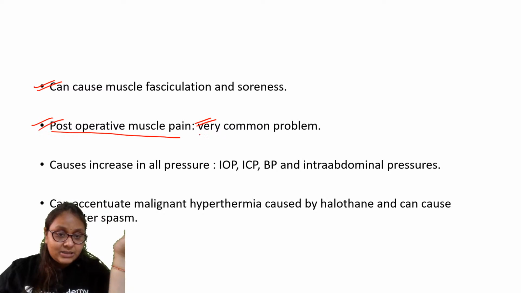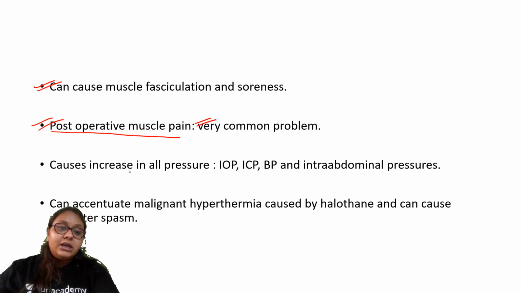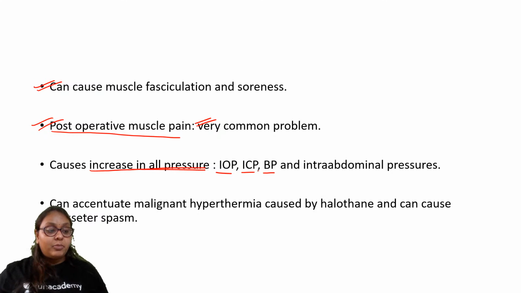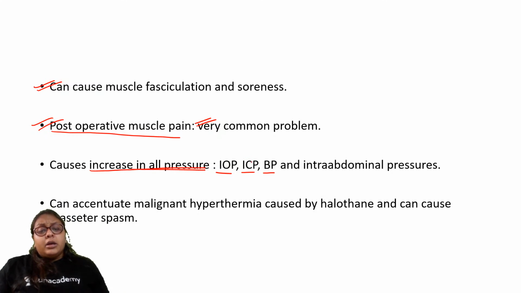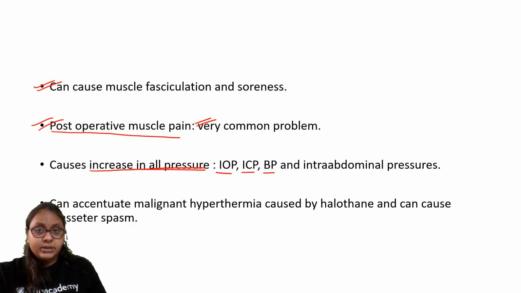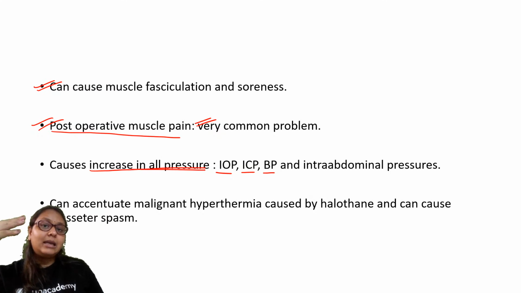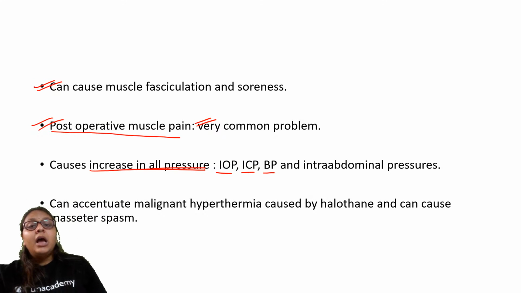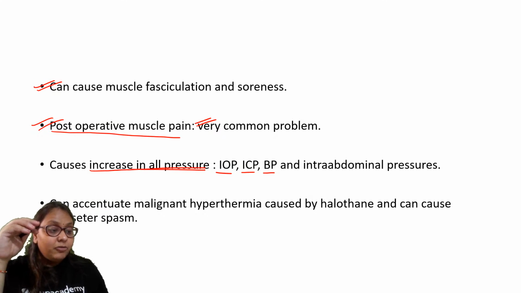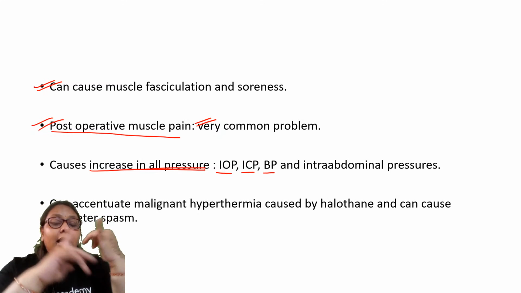Also because of these fasciculations and initial muscle contraction, it can cause an increase in pressure, that is IOP, ICP, BP, and intra-abdominal pressure. Therefore in closed eye surgeries and neurosurgeries, we often avoid using succinylcholine because it can aggravate these conditions. And I told you it can precipitate malignant hyperthermia, and therefore it should not be used in cases of malignant hyperthermia.